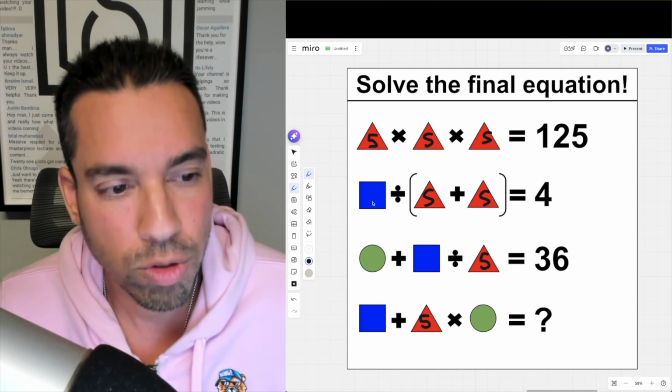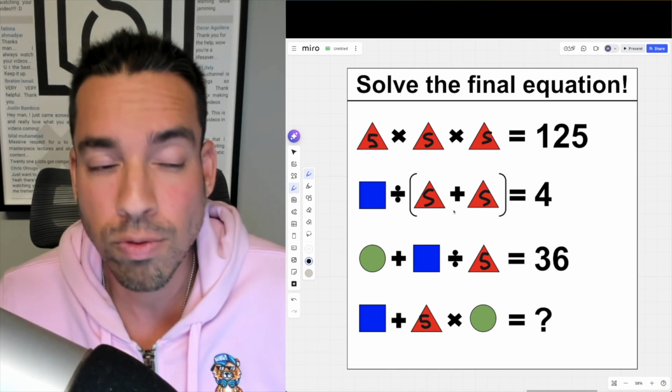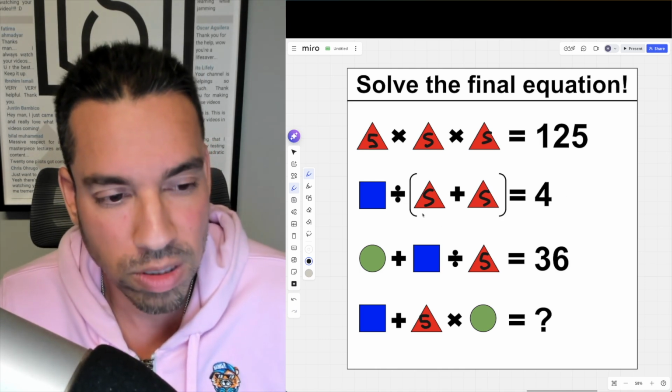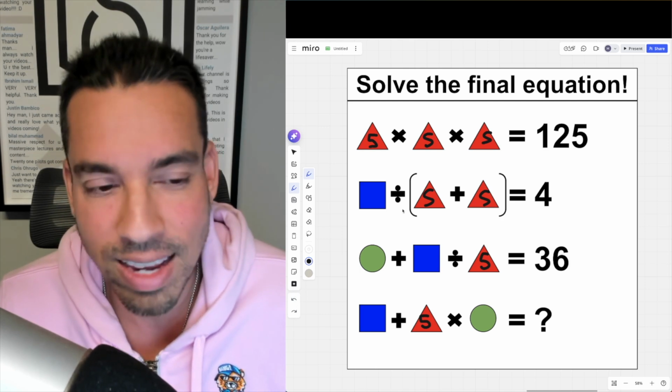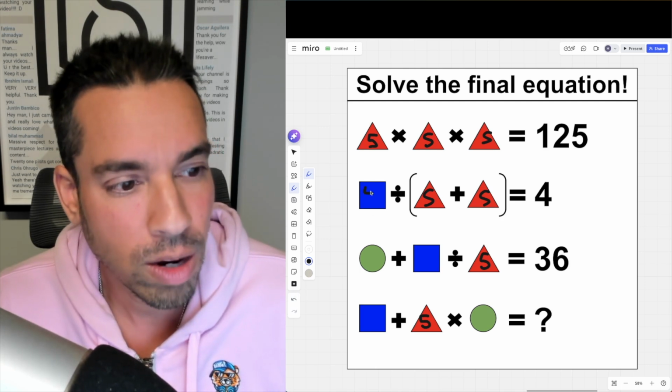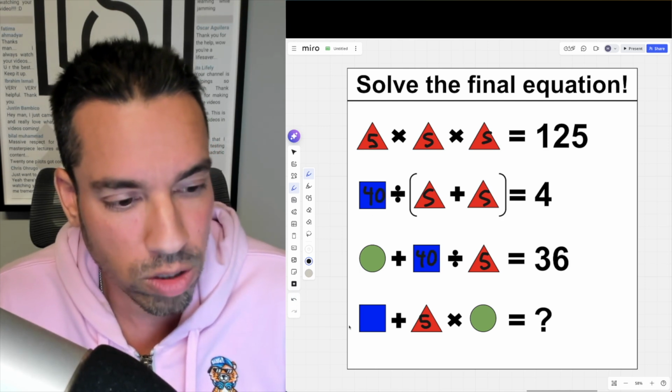Next, we have blue square divided by this is equal to 4. Well, of course, order of operations with the parentheses says we've got to add this together first. That is 10. What divided by 10 is 4? That would be 40. So now all the blue squares are 40.